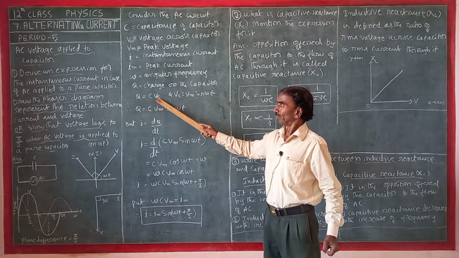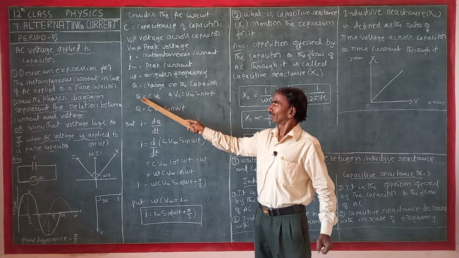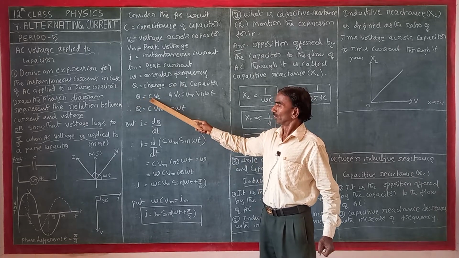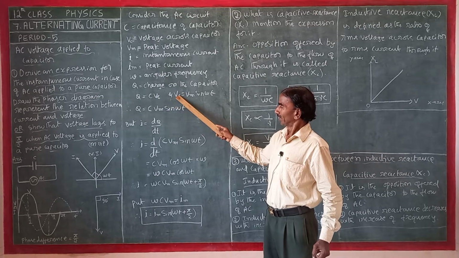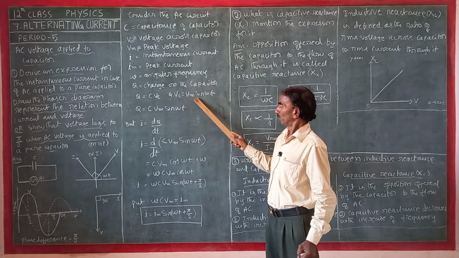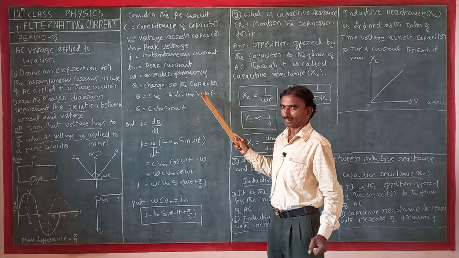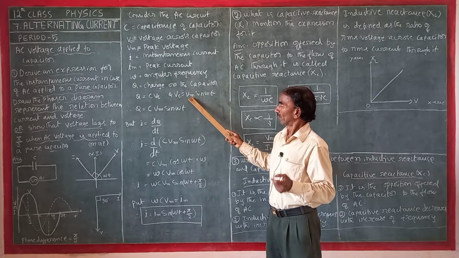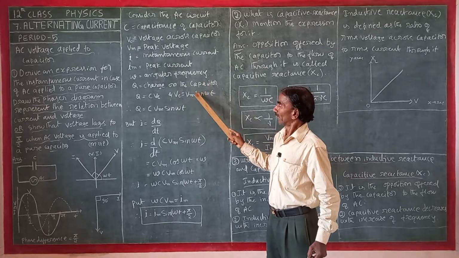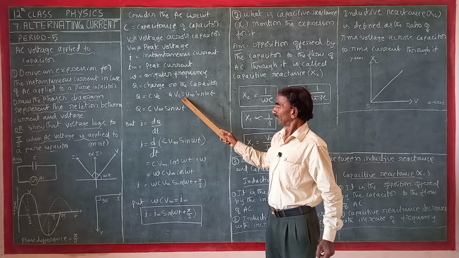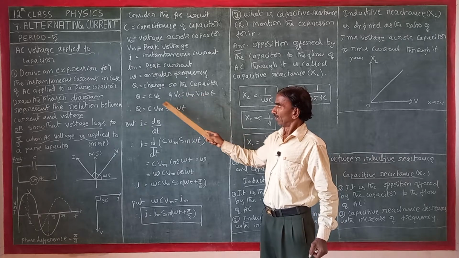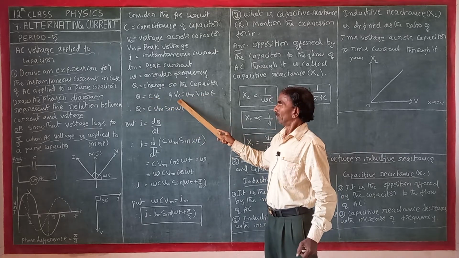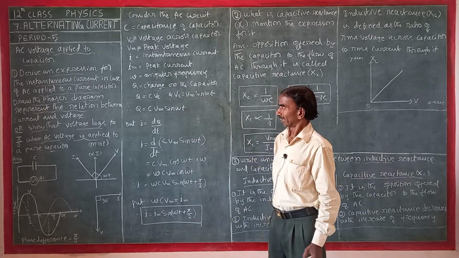Q is equal to C into V. Capacitance of the capacitor is equal to charge by voltage. And we know that V is equal to Vm sin omega t. That is the equation for the sine wave of the AC. So Vc is equal to Vm sin omega t, and Q is equal to C into Vc.